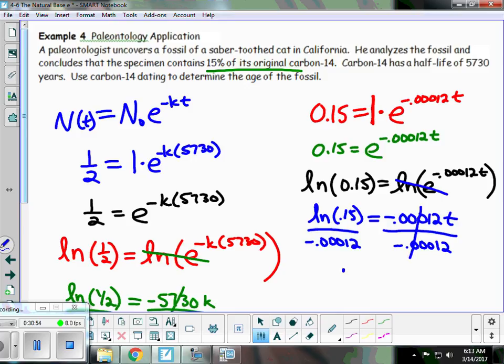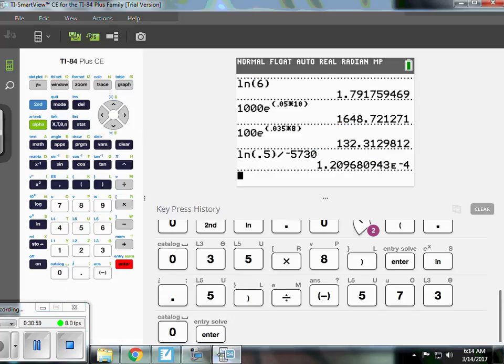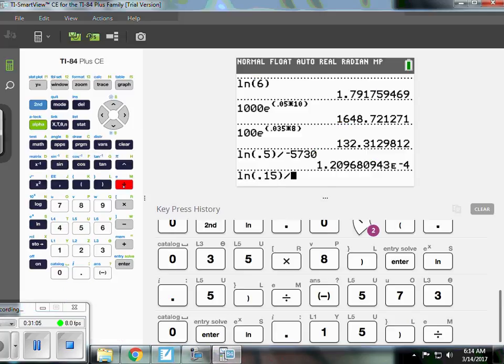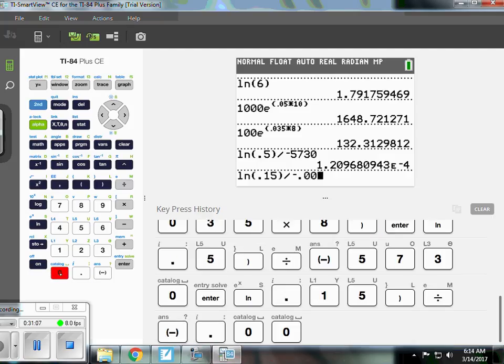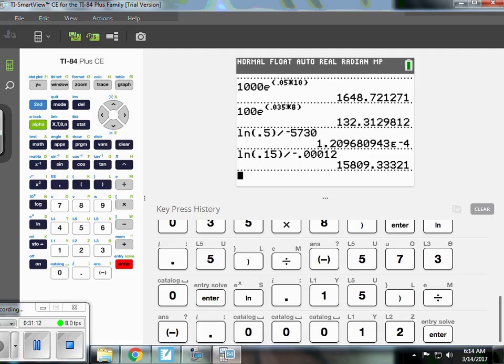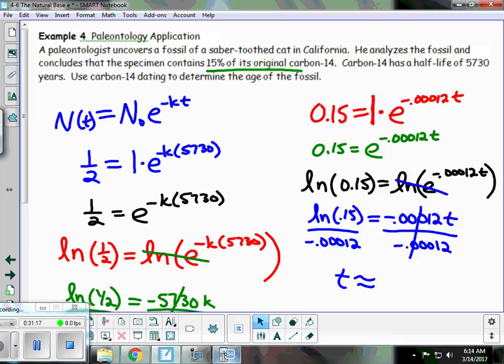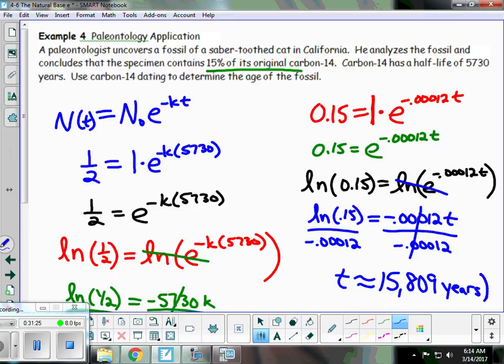And T is about equal to, let's see here. We had the natural logarithm of 0.15 divided by negative 0.00012. Enter. And 15,809 years approximately. So that's how old this bone is, according to the carbon-14.